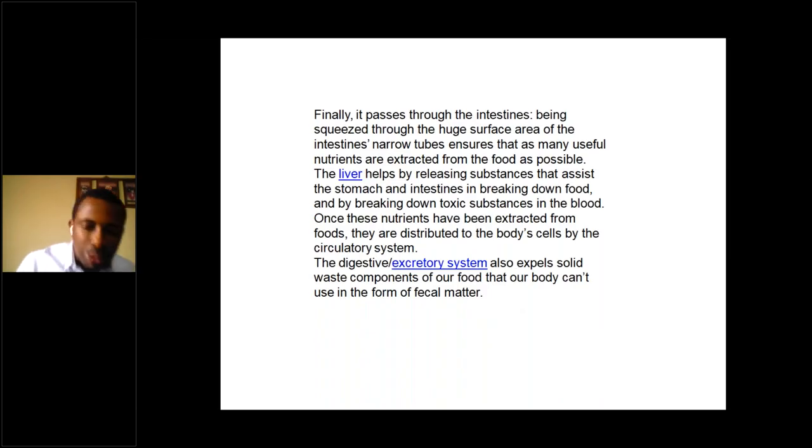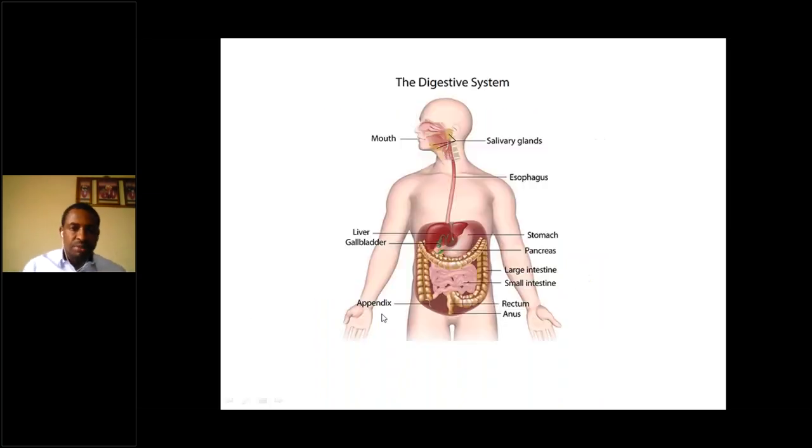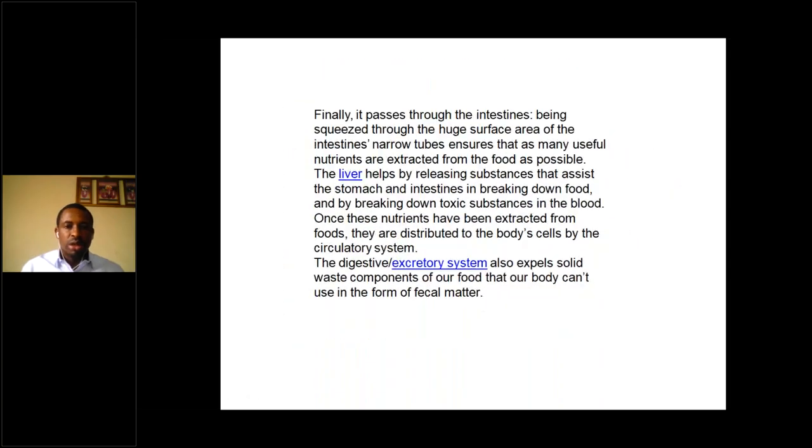Now, the digestive and the excretory system also expels solid waste. So when you eat amala and egusi soup, the liver, the enzymes, the intestine, and all of them extract the nutrients, but there are things that are not useful. There are chaff that are not useful. Then the digestive system will push it out through the anus. Some go as liquid, some go as solid.